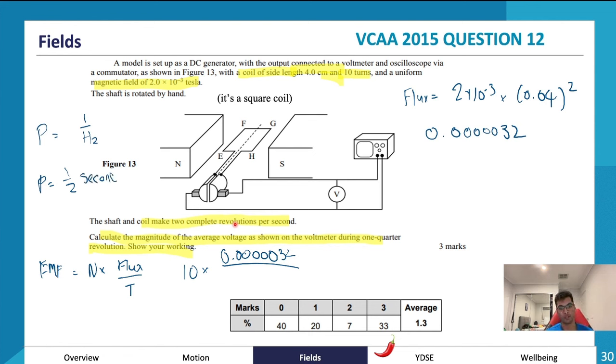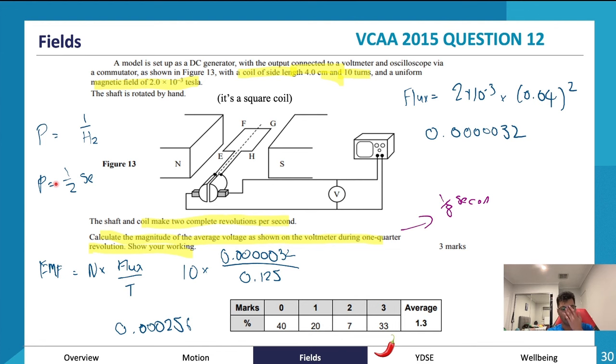However, we're not done yet because the question is asking for 1/4 of a rotation. So if it takes half a second for 1 rotation, 1/4 of a rotation is going to take a half divided by 4, which is 1/8 of a second. And 1 divided by 8 gives us 0.125. Doing the math for this gives us an average EMF of 0.0000256, assuming I typed that correctly. If not, that's basically how you would do these questions.